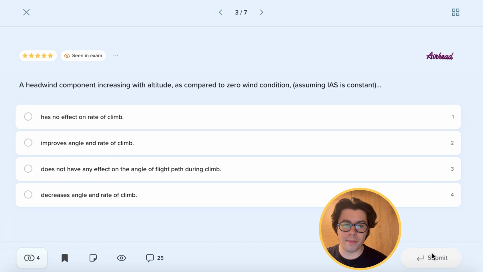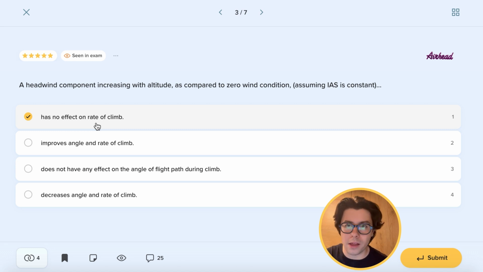And now for question number 3. A headwind component increasing with altitude as compared to zero wind condition has no effect on rate of climb, and this actually will be the correct answer. So remember that generally speaking, the wind will never play a role when it comes to your rate of climb or angle of climb. So your Vx and your Vy will always be the same no matter the wind.